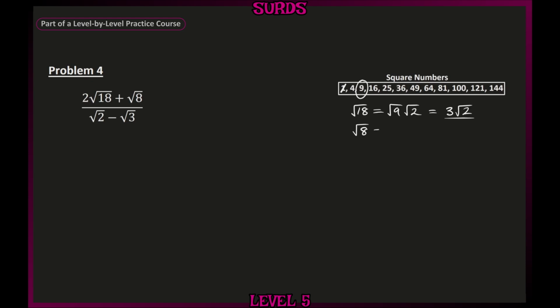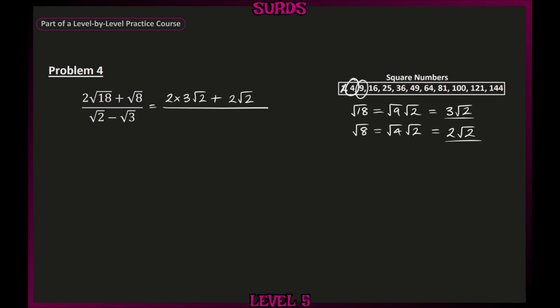Similarly, 8 can be written as a product of two numbers where one is a square number, because 8 is 4 times 2, and 4 is a square number. So root 8 is the same as root 4 times root 2, and because the square root of 4 is 2, this becomes 2 root 2. So going back to our original fraction, our numerator becomes 2 times, and instead of root 18 we have 3 root 2, plus, and then instead of root 8 we have 2 root 2.